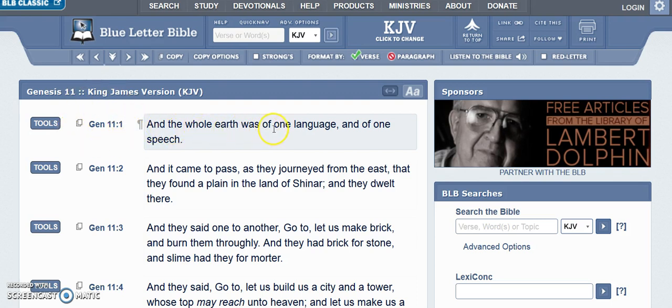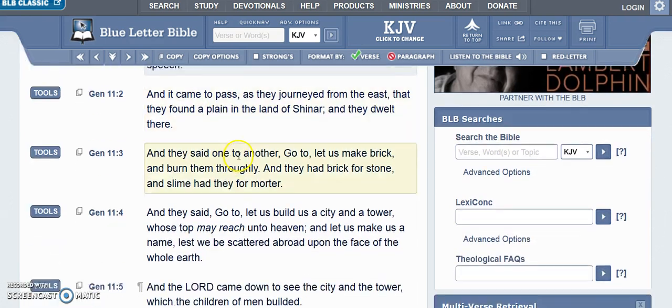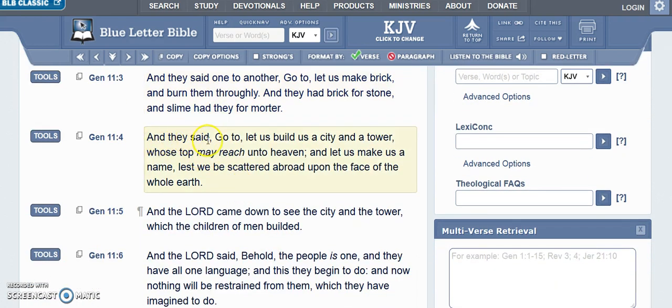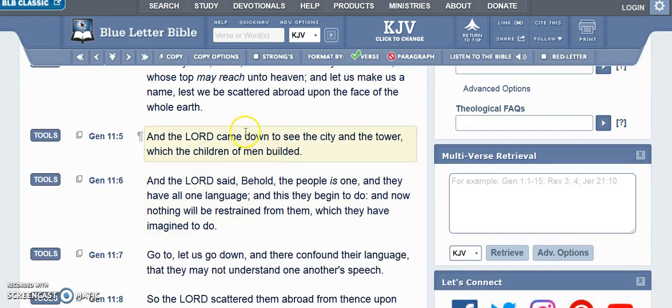It says, "The whole earth was of one language and of one speech, and it came to pass as they journeyed from the east that they found a plain in the land of Shinar. And they dwelt there, and they said one to another, Go, let us make brick and burn them thoroughly. And they had brick for stone, and slime had they for mortar. And they said, Go to, let us build a city and a tower whose top may reach to heaven, and let us make us a name, lest we be scattered abroad upon the face of the earth. And the Lord came down to see the city and the tower which the children of men builded.